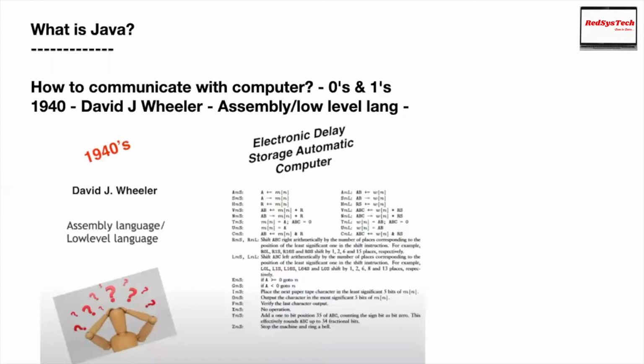So in 1940, there was a person called David J. Wheeler who actually created an assembly language. They call it a low-level language. We will see what assembly language is and how it works, but it is the history behind how programming languages evolved. He created a set of instructions to do some kind of activities. He used an electronic delay storage computer, on which he wrote a language or program, which is nothing but a set of instructions, which they call assembly language or low-level language.